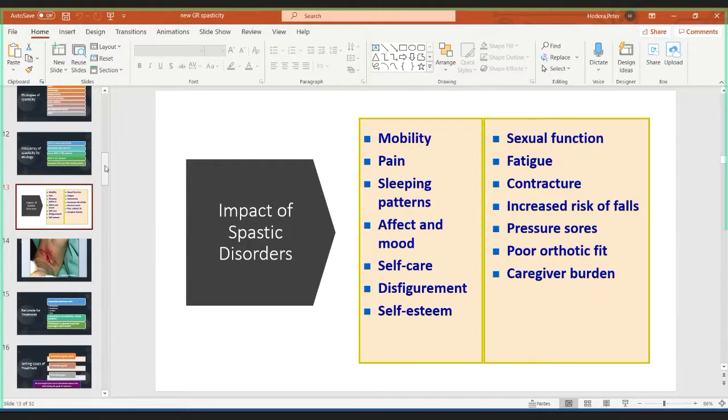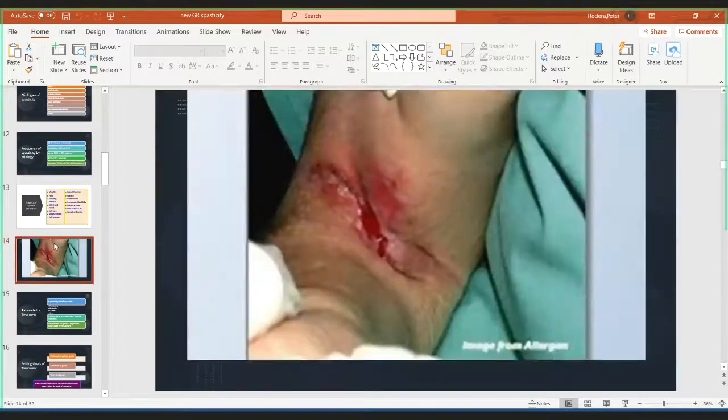But there are some additional areas: fatigue, contractures, sexual dysfunction, increased risk of falls, of course, if it's especially affecting the lower extremity, but also caregivers' burden. So if you ask these caregivers, is it easy to get a shirt or jacket on, or even do hygiene? Actually, the next slide, it's not the best picture, I apologize.